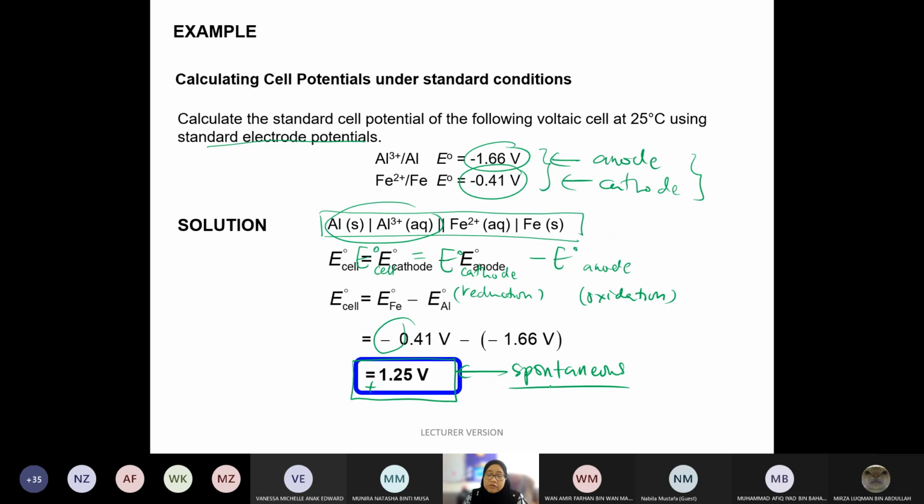Spontaneous reaction. If you get a negative value, that means it is a non-spontaneous reaction. Maksudnya, it will not happen naturally. Okay, dia akan terjadi the other way around. Kalau negative value, it indicates that the reaction is not spontaneous. Maksudnya, kalau macam tu, it will not happen as is. Okay, tapi dia terjadi the other way around, sebab dia non-spontaneous kan?